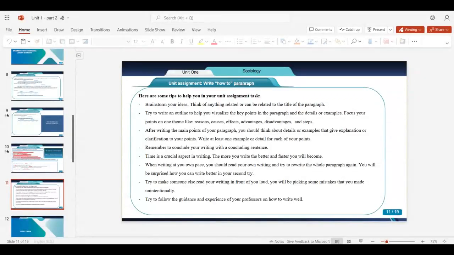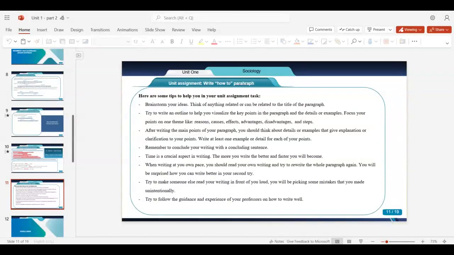So this is the second important point, the outline, and the key points in the paragraph. And then you think about further detail after the key points. The next point, after writing the main points of your paragraph, you should think about details or examples that give explanation or clarification of your points. Write at least one example or detail for each of your points. It creates a very good impression for the reader.